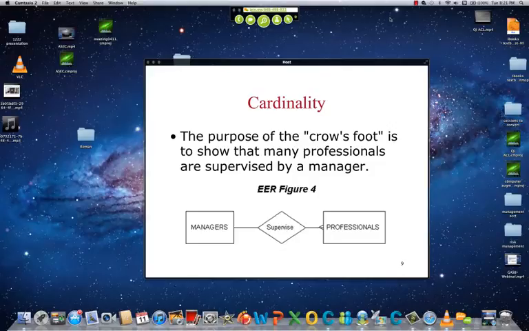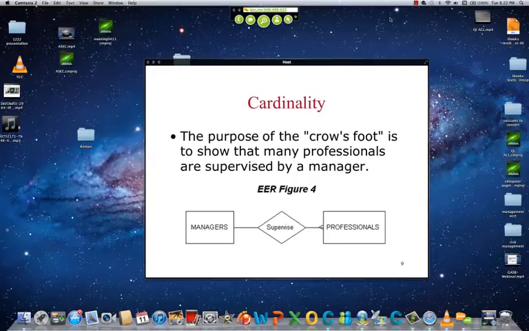On one side you have one, on the other side you have cross foot. So if you want to interpret this cross foot, how do you interpret it correctly? You start from the left and you say: a manager supervises many professionals, or a manager may supervise many professionals. He may supervise one, actually, right? It should not be many, but he can supervise many if he wants to. Okay, a manager can supervise many professionals.